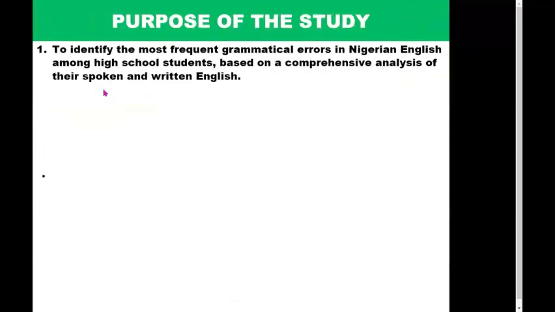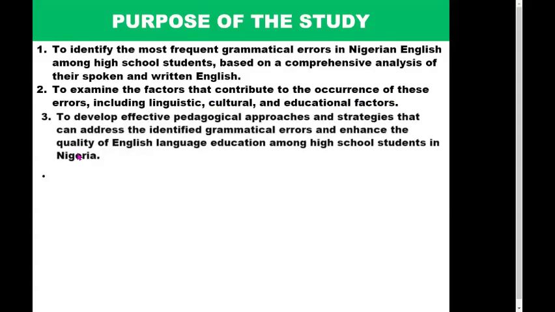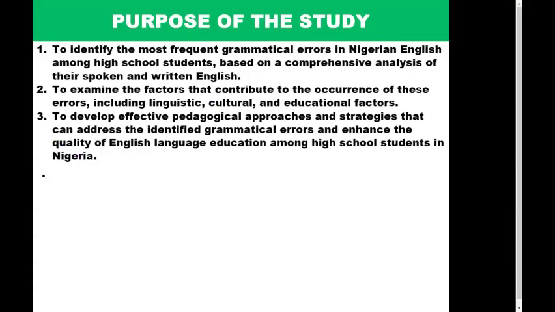Let's now look at the purpose of the study. To identify the most frequent grammatical errors in Nigerian English among high school students based on a comprehensive analysis of their spoken and written English. Of course, you see, the study must have one big aim to achieve, the purpose, okay? And it can be any of these: to examine the factors that contribute to the occurrence of these errors and all that, to develop effective... So the purpose should be the general, the main.